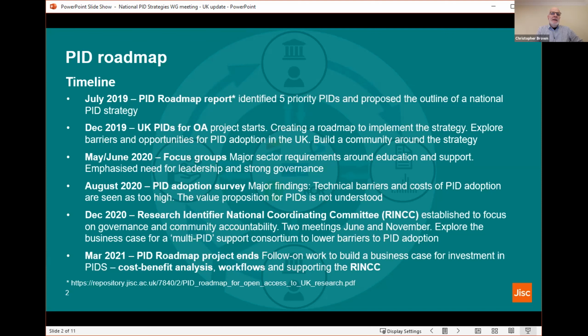But as this is an update, I didn't really want to go over those again. What I really wanted to talk about is the work that's followed on since the BOF, about building a business case for investment in PIDs. That's mainly around the cost-benefit analysis, workflows that are being published from this project, and the work supporting the RINC. So it's really focused on those 3 main things.